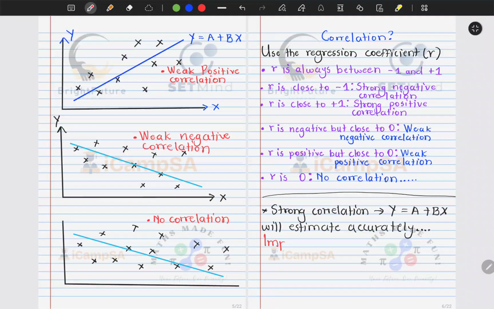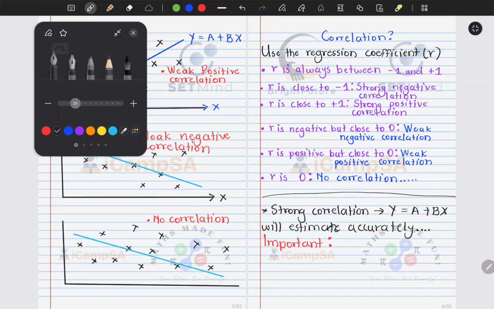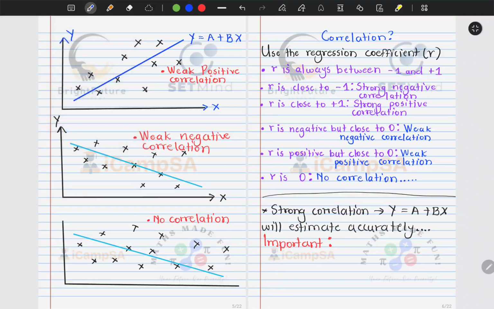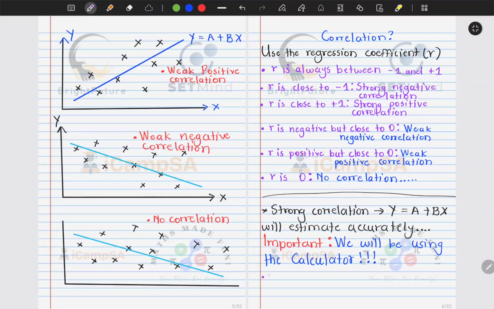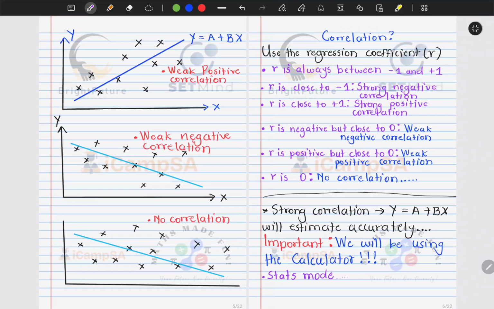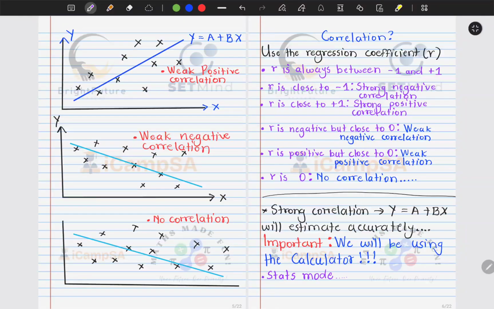But what is very important in this part of the course is for you to be able to use your calculator. So for the most part here we will be using your calculator. For this section, it's really straightforward. What I need you to ensure is that your calculator is in stats mode. And when it's in stats mode, we'll be able to use the table as I will show you on my digital calculator.